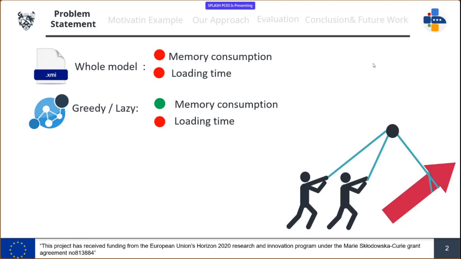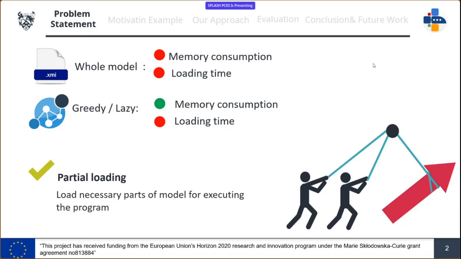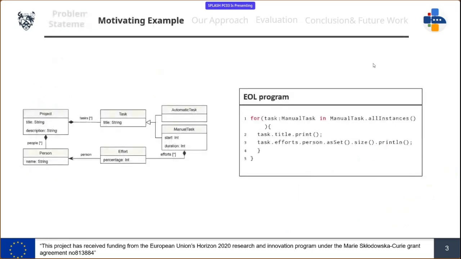So our idea here is partial loading. It means that if we can analyze the program and understand which part of the model is necessary for executing the program, then we can load just that part of the model and execute the program. In this way, we occupy the memory with only the necessary information, and we do it in one go, so we don't have multiple trips to the database. Maybe a motivating example will make it clearer what I mean.